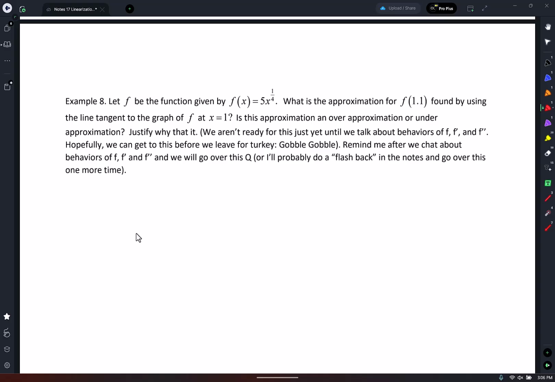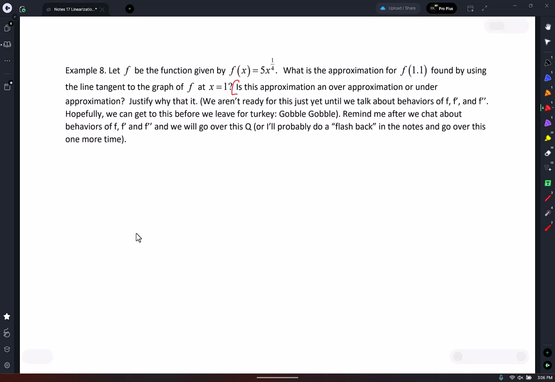Let f be the function given by f of x equals 5x to the 1/4. What is the approximation for f of 1.1 found by using the line tangent to the graph of f at x equals 1? Okay, we'll talk about everything else after that. Let's just do that first.